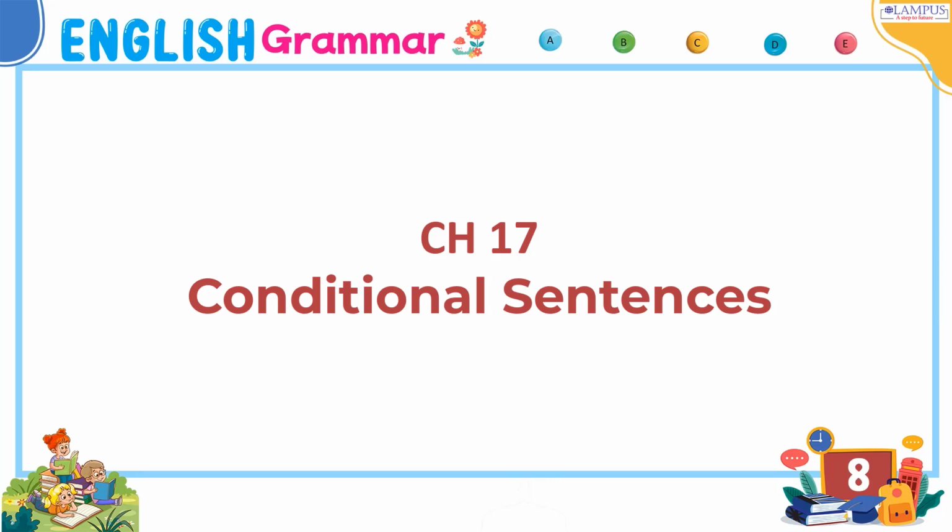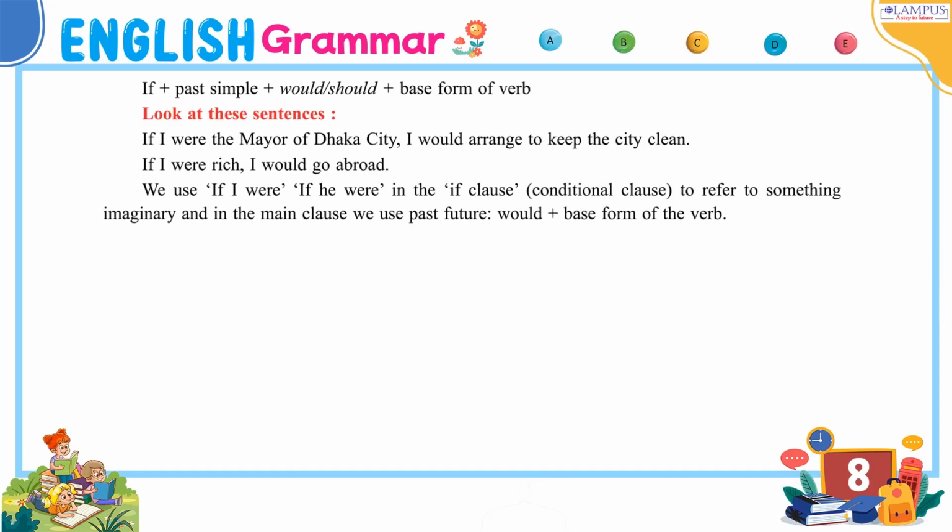Chapter 17. Conditional sentences. If plus past simple plus would, or should, plus base form of verb. Look at these sentences. If I were the mayor of Dhaka city, I would arrange to keep the city clean. If I were rich, I would go abroad. We use "if I were", "if he were" in the if clause, the conditional clause, to refer to something imaginary, and in the main clause we use the past future, would plus base form of the verb.